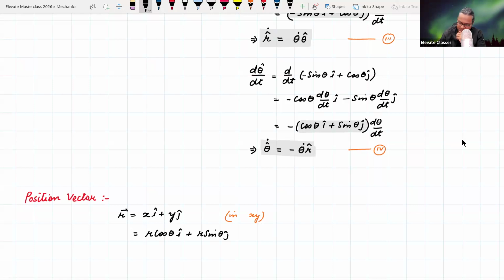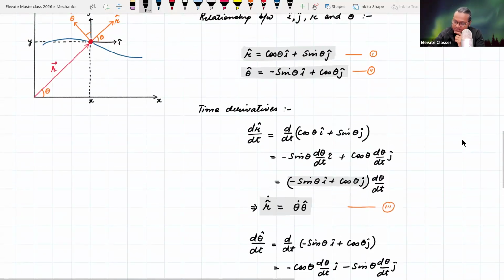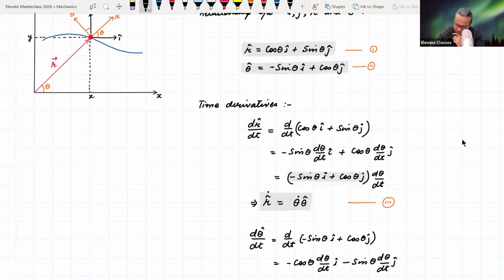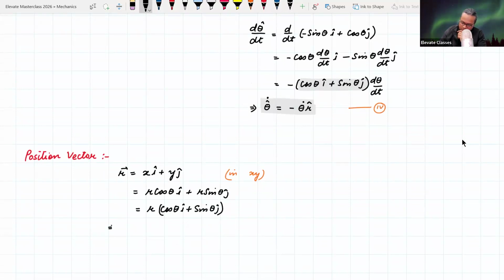Then this can be written as r common, cos theta i cap plus sin theta j cap. So what is cos theta i cap plus sin theta j cap? It is r cap. So therefore, the position vector is given by r r cap. That's it. This is an important expression. Remember this. This is the position vector of a particle in r theta coordinates.